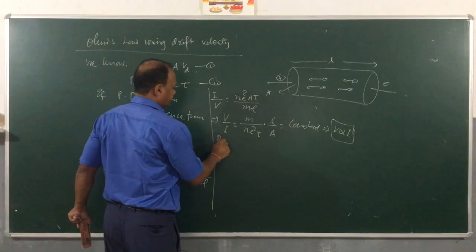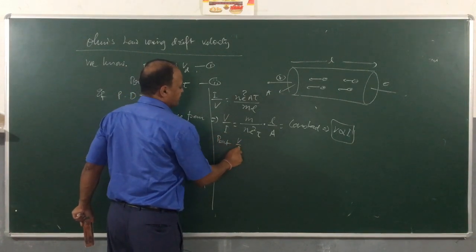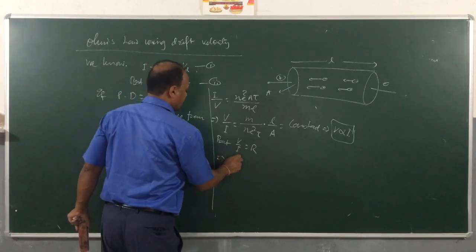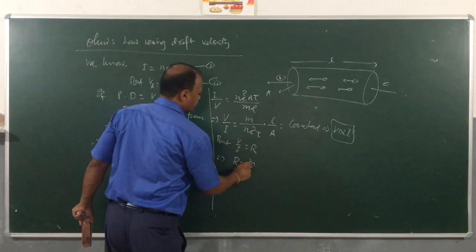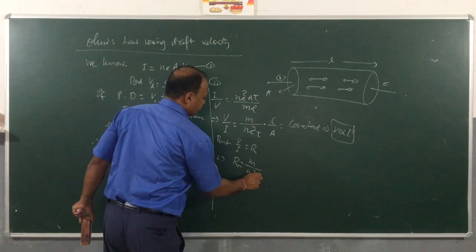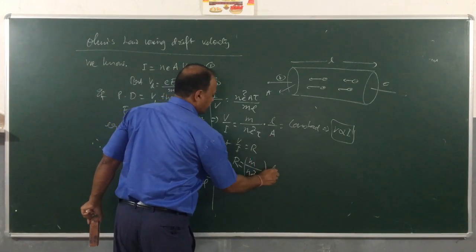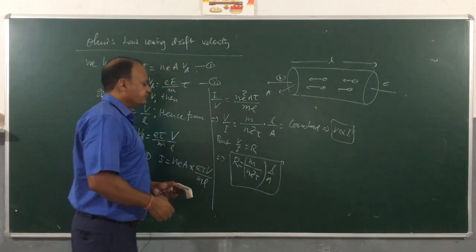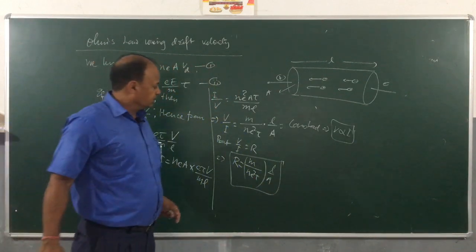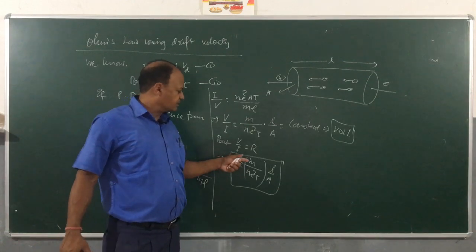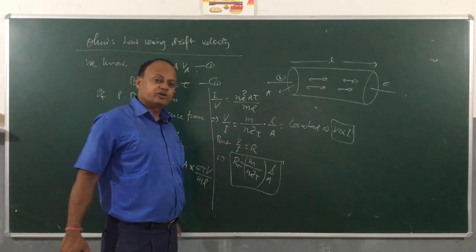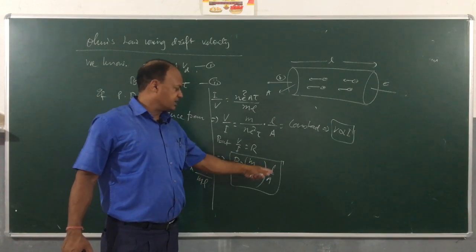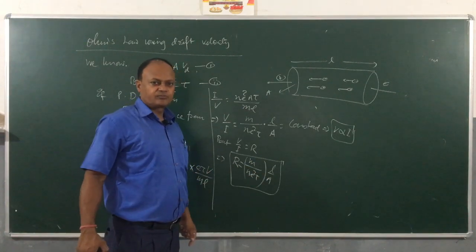But V by I is equal to how much? R. So, we can say that R is equal to how much? m divided by n E square into tau into L by A. So, this is the resistance of a conductor in terms of other parameters: mass and charge of electron, density, period of relaxation, L and A, right.